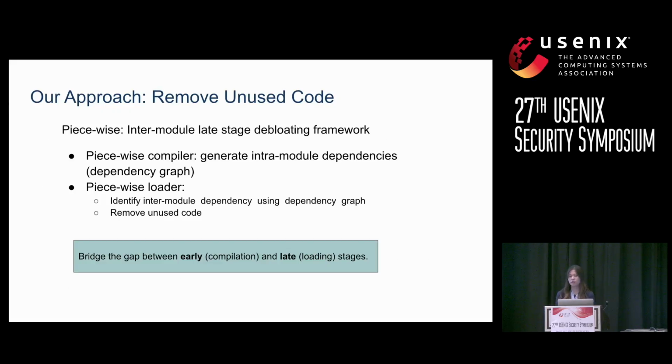The second component, the piecewise loader, reads the metadata produced by the compiler, uses the runtime information that the loader knows, determines which part of the code module is not going to be needed at runtime, and then removes that from the code module. The resulting code module contains less code. To sum up, we bridge the information gap between the early stage, the compilation stage, and the later stage, the loading stage.